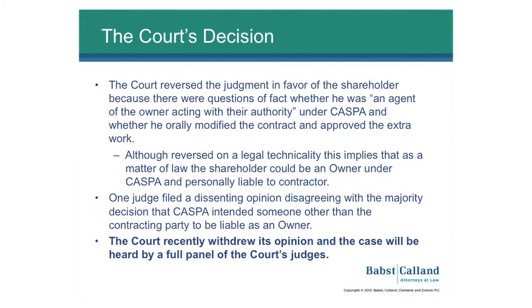The court's decision, like we said, was reversed on a technicality. There were questions of fact as to whether or not the shareholder had the authority of the development company to bind it, and whether or not he in fact made promises orally to change the contract. In this case, it's a three-judge panel that decided this. One of the judges filed a dissenting opinion saying this isn't how CASPA is supposed to apply. Somebody that's acting on behalf of the owner is not necessarily binding himself personally.